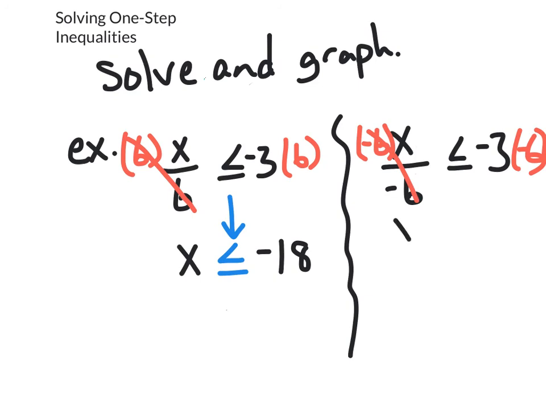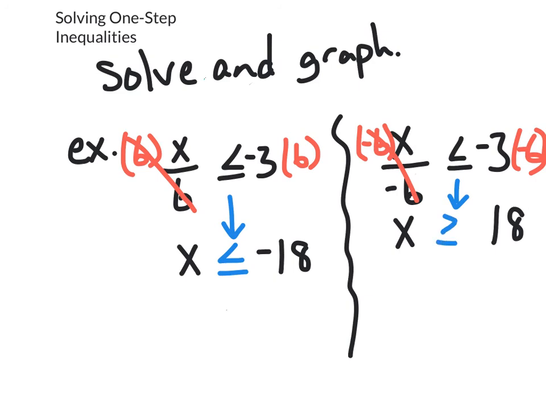Once again, here's my x. I have negative 3 times negative 6. A negative and a negative is going to give me a positive. That's going to give me an 18 here. But something is going to change. What happens? I multiplied by a negative number, therefore I must flip my symbol. Be very, very careful when you're doing these.